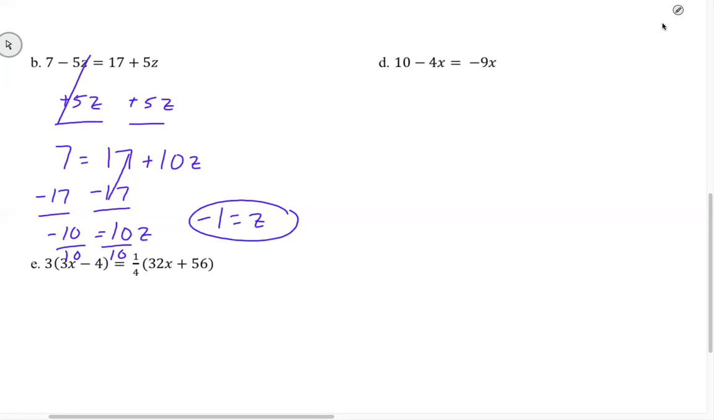Andrew Ballard. Yeah. What would you do for D? Add 4 to both sides.